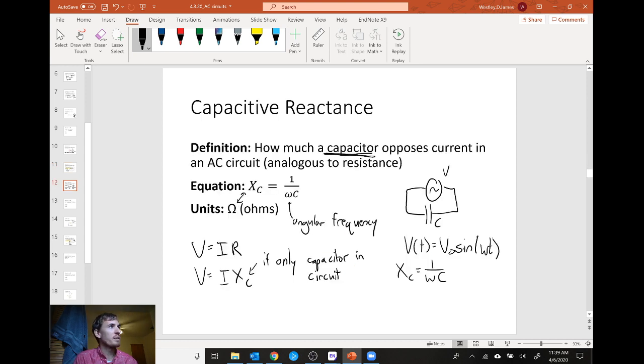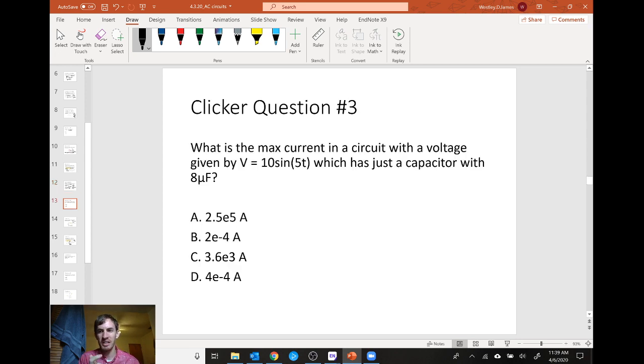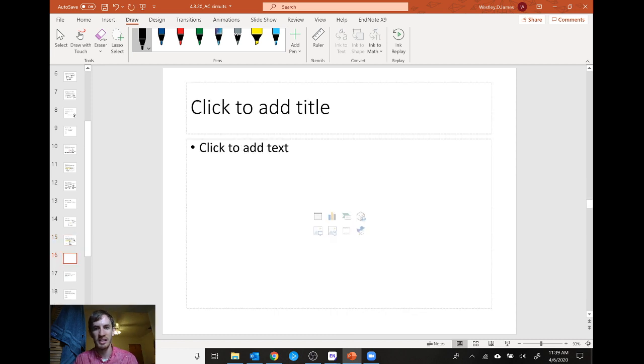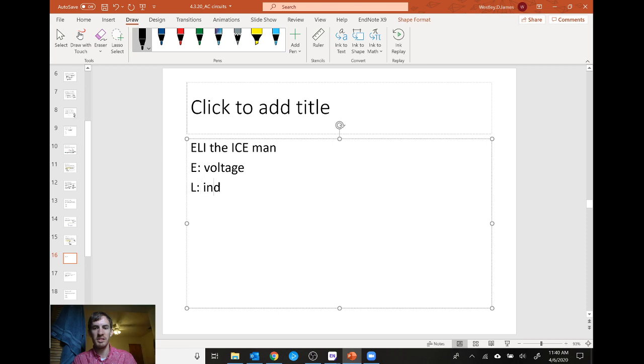All right, and Banter just gave a nice way of remembering this, which is ELI the ICE man. I remember hearing about that one at some point as well. I'll even write this down. I think it is a helpful tip. So ELI the ICE man: E is voltage, L is inductor, and C is capacitor.